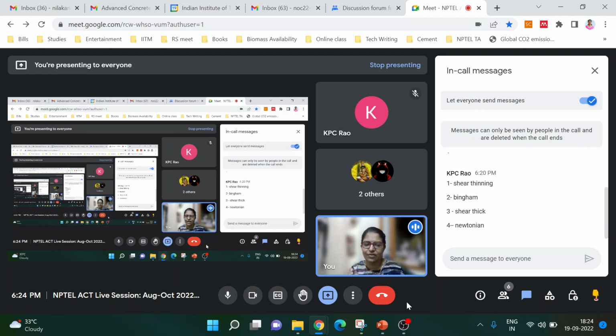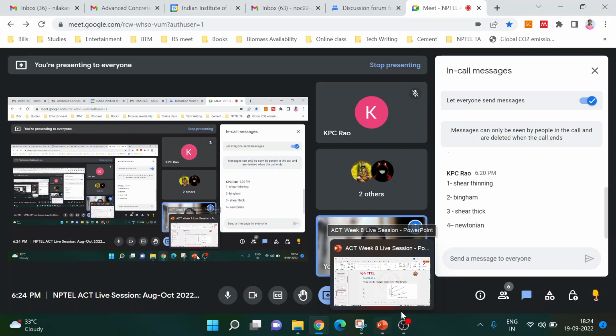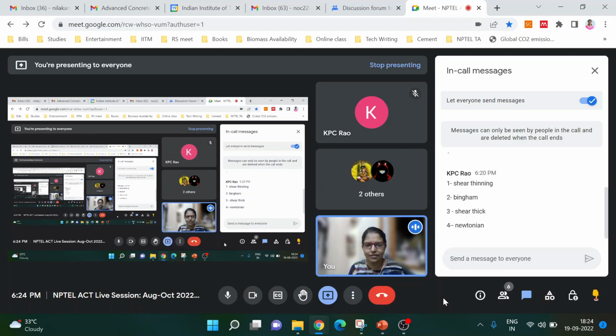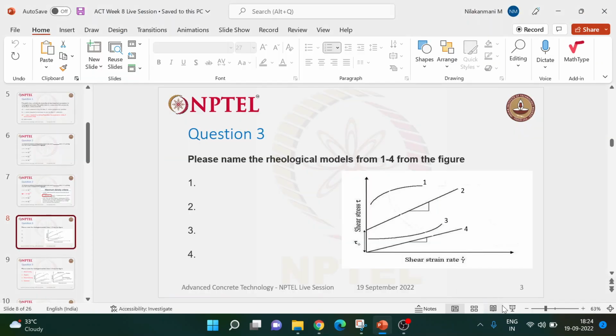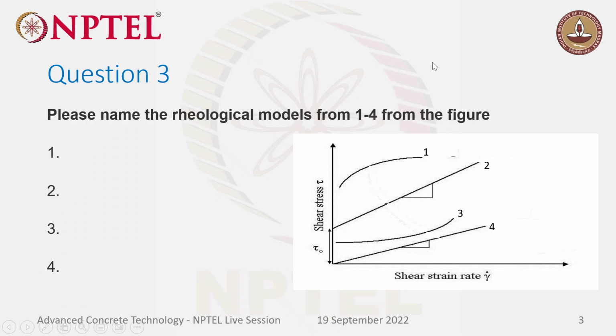So please try to give your answer. I know you guys know the answer, but you are hesitant to write it in the chat box. Please don't feel bad. If you are not sure about the answer, it's fine. We'll discuss. That's not an issue at all. Okay, now let me get back to the class lecture for the next question.